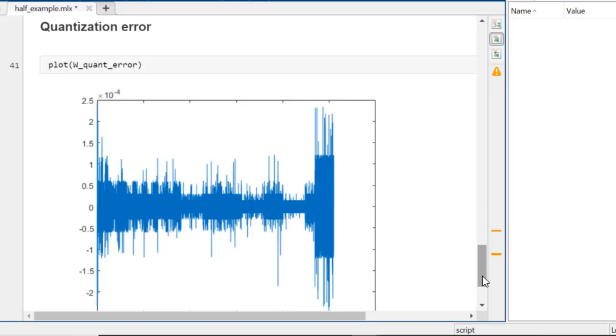This was a short introduction to half precision, and please refer to the links below to learn more about how to simulate and also generate C, C++, or CUDA code from half in MATLAB and Simulink.